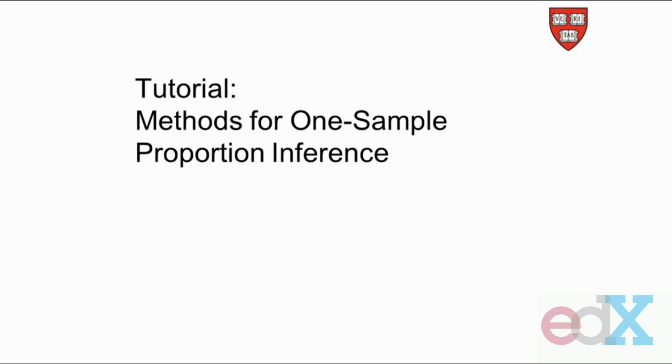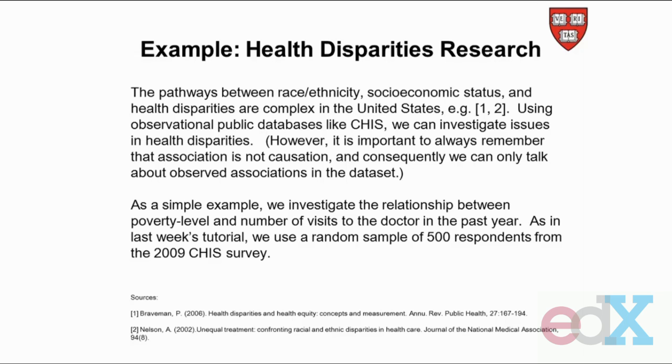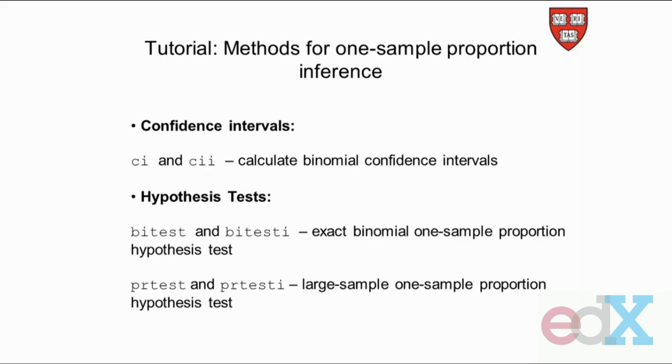In this tutorial, we're going to look at methods for one-sample proportion inference. Before beginning with this tutorial, make sure you've read the health disparities example on the previous page. So let's get started. When we're dealing with one-sample proportions in Stata, there's a few commands that you're going to be using on a regular basis.